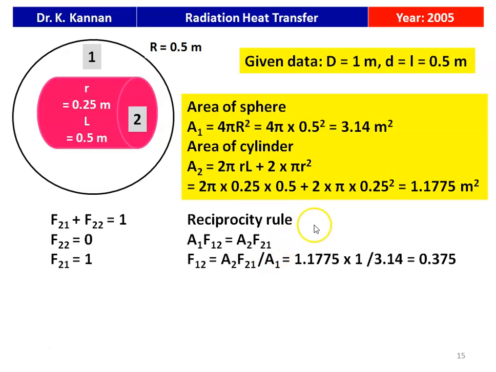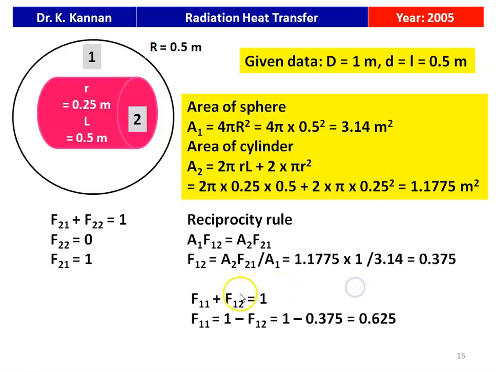Using the reciprocity rule, A1 F12 equals A2 F21. So F12 equals A2 F21 divided by A1. Substituting A2 as 1.1775 into F21 equal to 1, divided by 3.14, equals 0.375. Now for the first surface, the sphere, F11 plus F12 equals 1. So F11 equals 1 minus F12 equals 1 minus 0.375 equals 0.625, which is the answer.